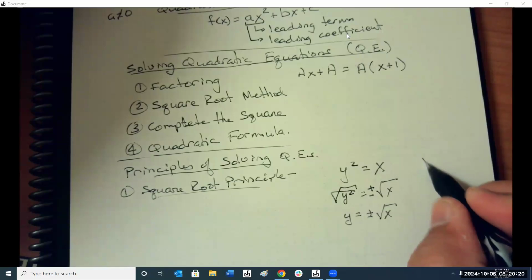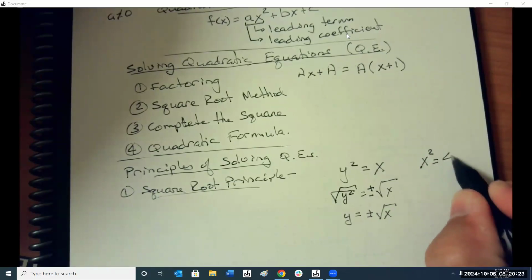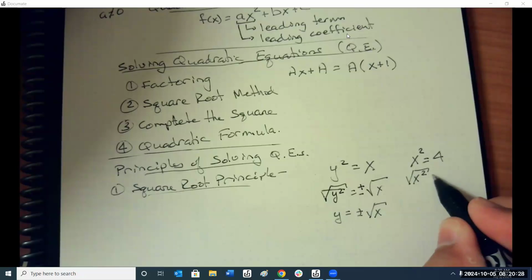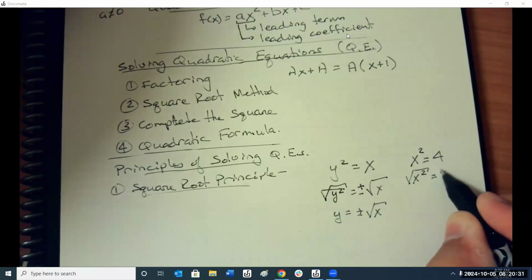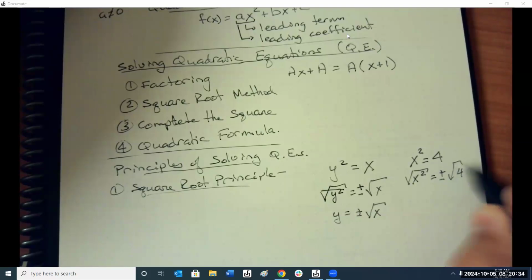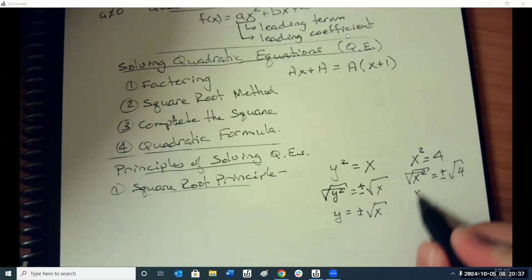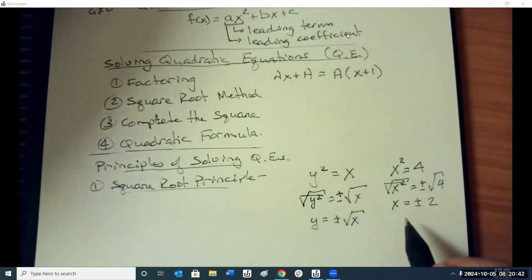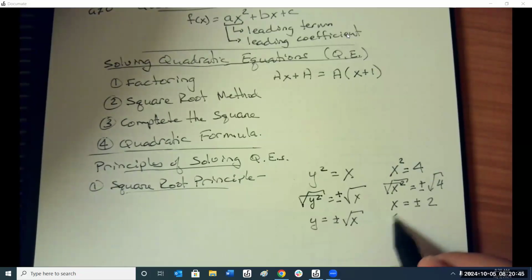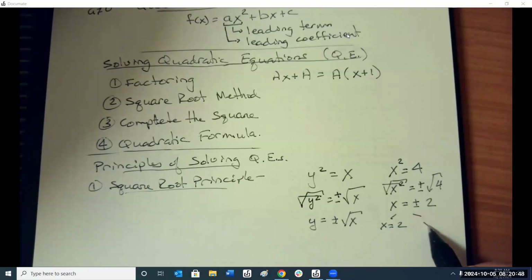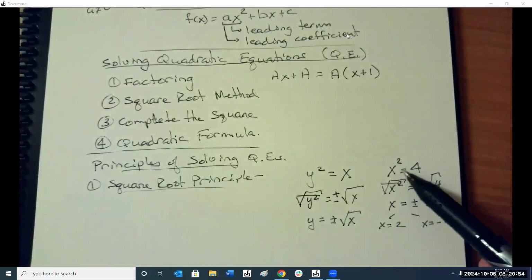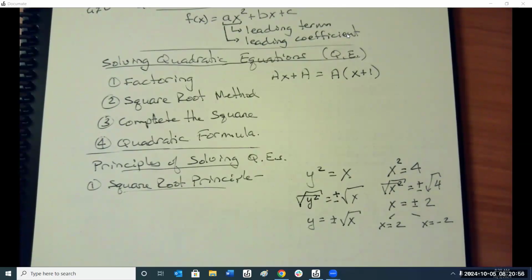For example, if x squared equals 4, and I square root both sides, I have to put plus or minus the square root of 4. So the square and the square root cancel. We have plus or minus 2. This tells me that x can equal positive 2 or x can equal negative 2. Negative 2 times negative 2 is 4. Positive 2 times positive 2 is 4.